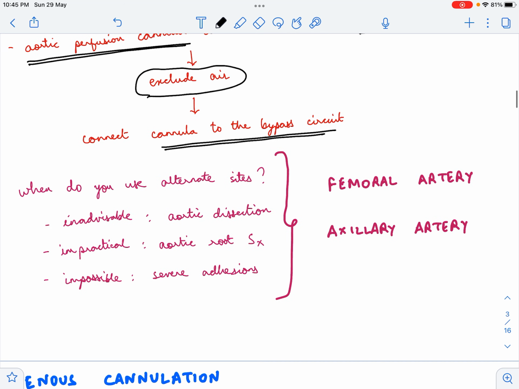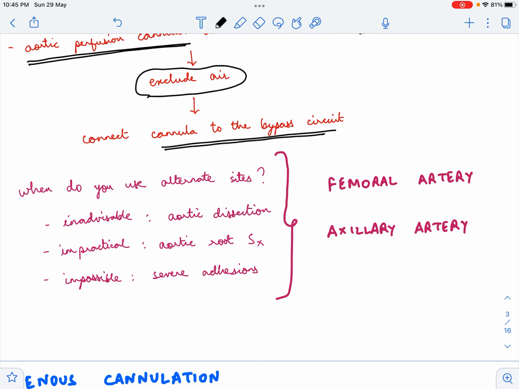Now you can always use an alternative site. Which are those alternative sites and when do you use them? Firstly, supposing it is inadvisable to cannulate the ascending aorta. For example, if the patient already has an aortic dissection and you have to operate in that area, or because of the aortic dissection, your cannulation is being prevented, it is inadvisable. In that scenario, you will use an alternate site.